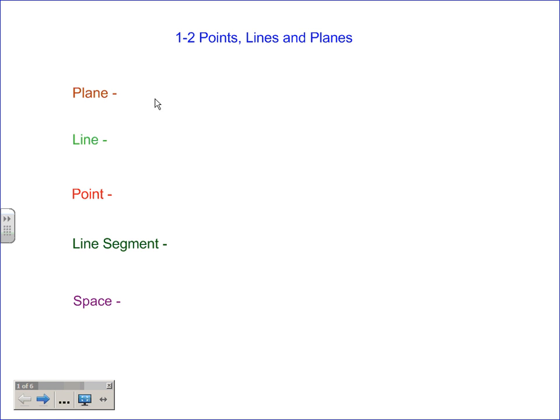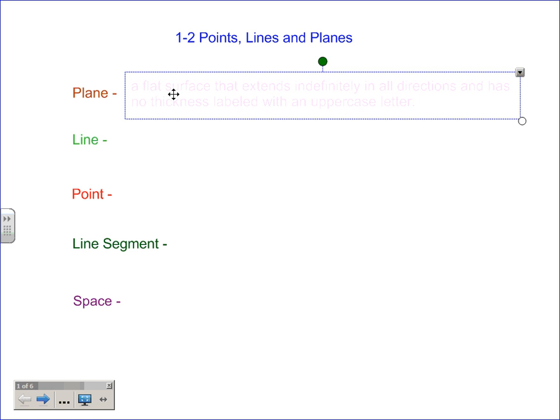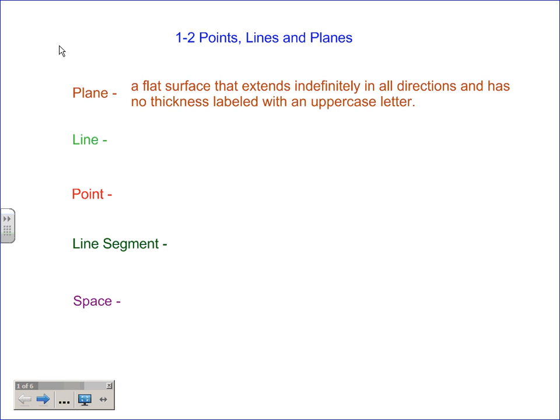But a plane, and you can always paraphrase definitions, because I never along the way am really going to ask you to give those. But a plane is a flat surface. Again, read it once and then start writing. Don't just start writing. You got to write down what's going to make sense to you. So it's a flat surface that extends indefinitely in all directions, has no thickness, and it will be labeled with an uppercase letter.